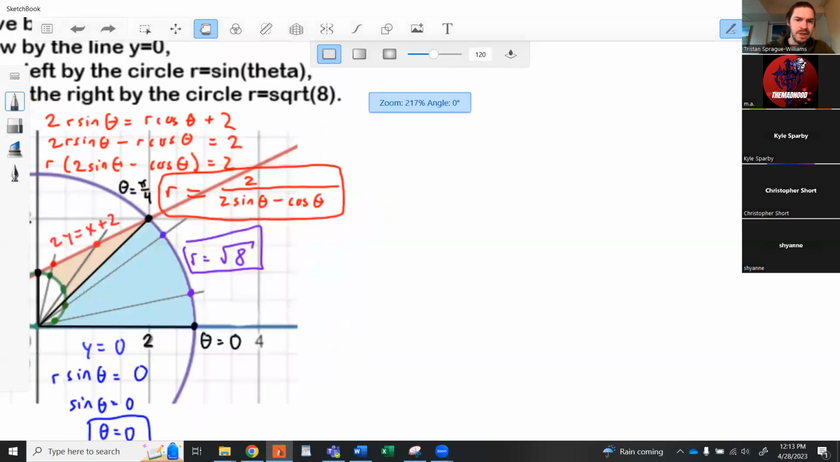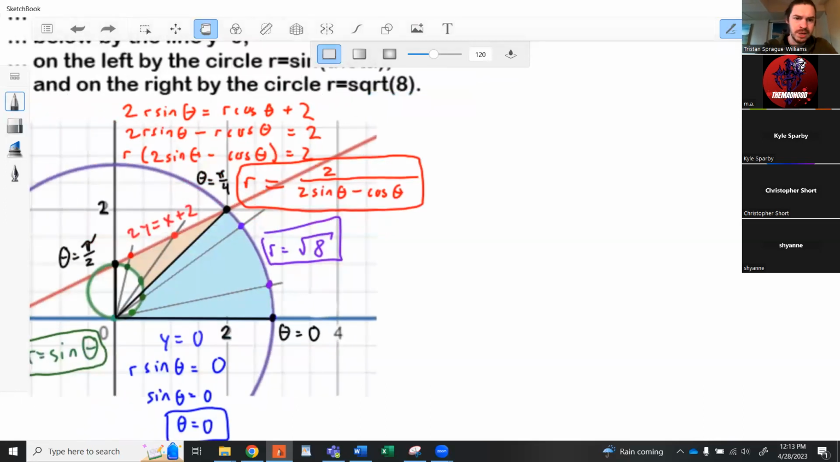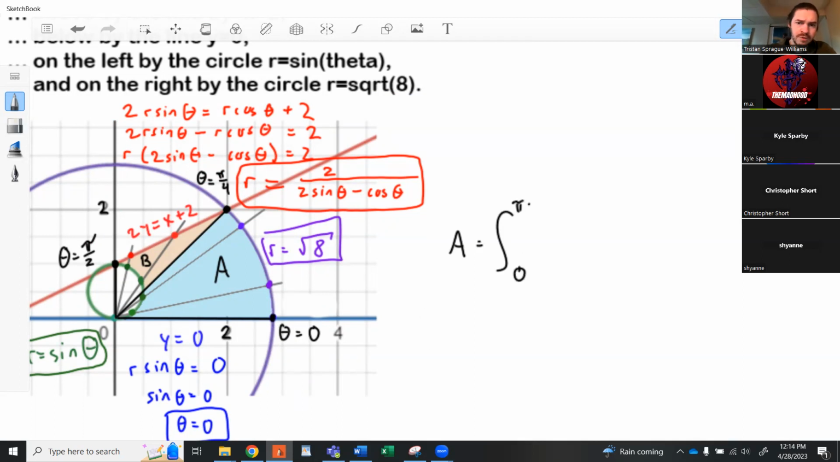So for the light blue region, go ahead and call that region A, and this will be region B. Okay, so for A, we're going to do an integral. We're going to look for the starting and ending theta values. Those are 0 and pi over 4, right? It's those starting and ending theta values.